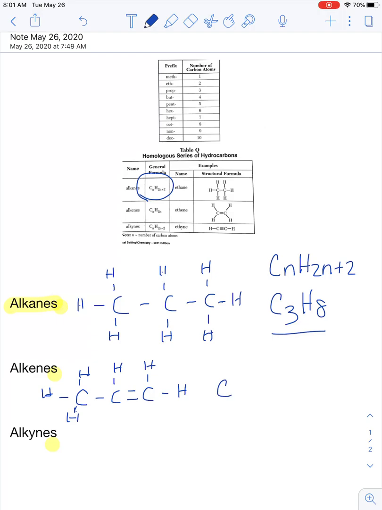If I add up all the carbons, I have 3 still. And if I add up all the hydrogens, I have 6. So alkenes have this general formula, CnH2n, which means you have twice as many hydrogens as carbons. So that's what makes that an alkene.